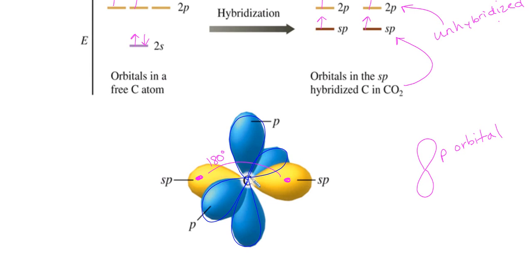So we've got the 2 hybrids and the 2 unhybridized. And again, each of these unhybridized orbitals has a valence electron. We don't know exactly what lobe it's in. It could either be in the top lobe or it could be in the bottom lobe. It could be in this front lobe or it could be in the back lobe. But there would be the 4 valence electrons on carbon.